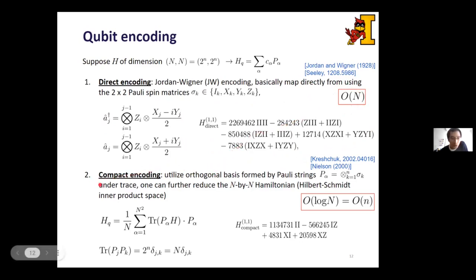On the other hand, we also look at the compact encoding, in which we utilize the orthogonal basis formed by the Pauli strings on the trace. We can further reduce the Hamiltonian. Basically, the reduced Hamiltonian will be as follows. We use the property of the trace of the extended Pauli strings to map this Hamiltonian onto a smaller space. So the compact encoded Hamiltonian will be of the following form. As you can see, for an N by N Hamiltonian, we will only need log N many qubits. So it's a logarithmic improvement.